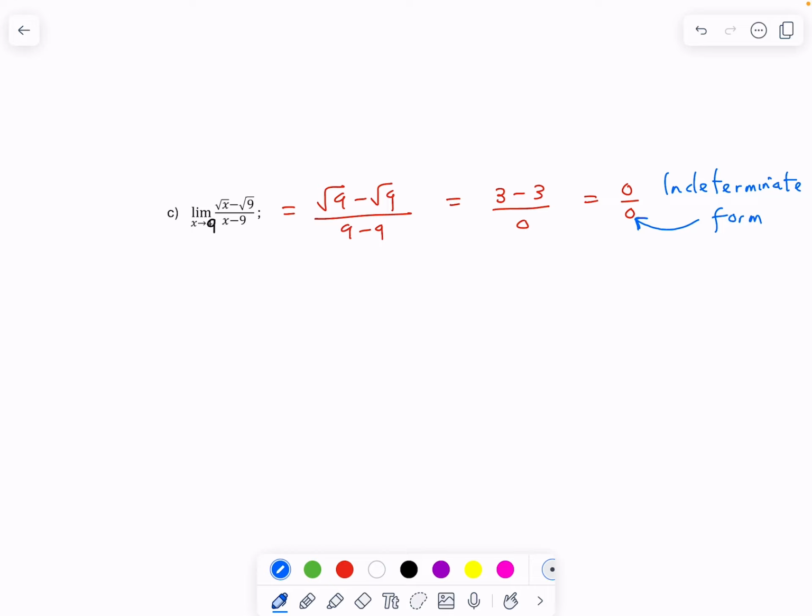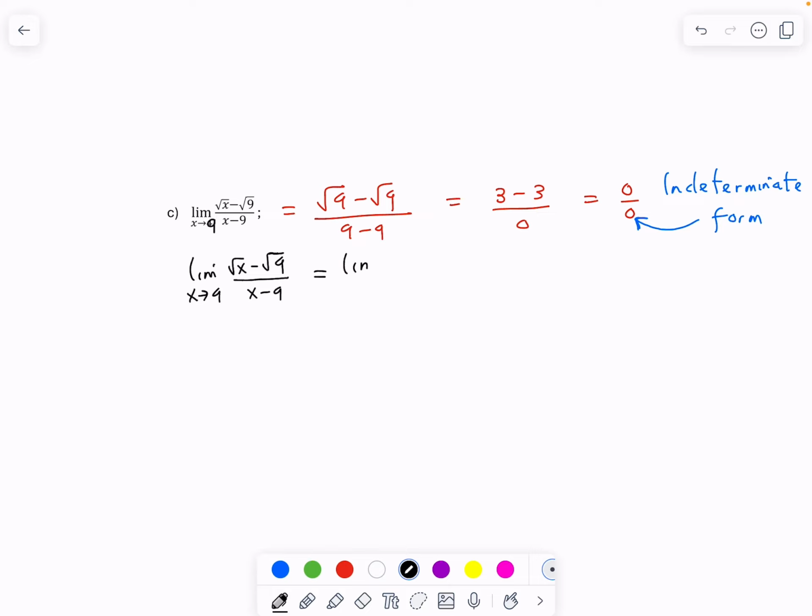Now, if you look at the expression, possibly the place that looks a little bit complicated is the numerator, which is the square root of x minus square root of 9. So we can do something to that, and we can rationalize the numerator. Let me write this expression again: limit as x approaches 9 of square root of x minus square root of 9 over x minus 9. We can rationalize this numerator.